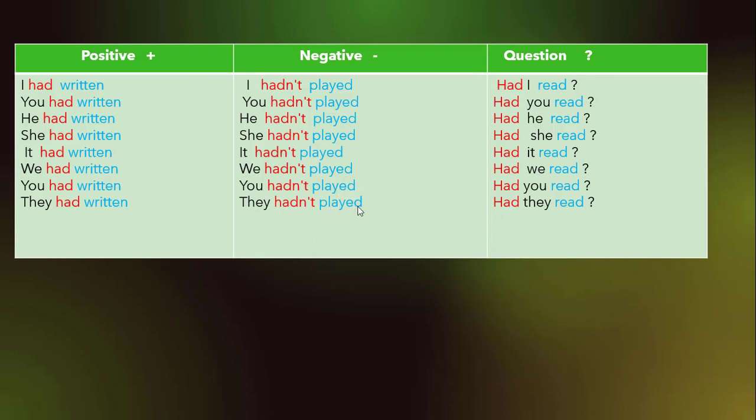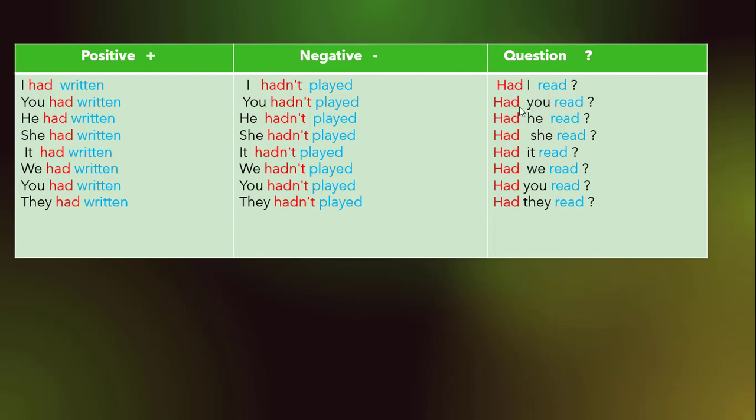Then we have question. For question we have had plus subject plus the past participle of the verb read, which is read. Here we have the subject: I, you, he, she, it, we, you, they. Then plus the past participle of the verb read.